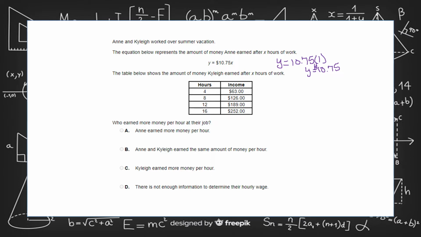So Kylie works 4 hours and earns $63. Okay, so 63 divided by 4 is what I want to do to find out how much she makes per hour. So 63 divided by 4 tells me that Kylie earns $15.75 for every hour she works.